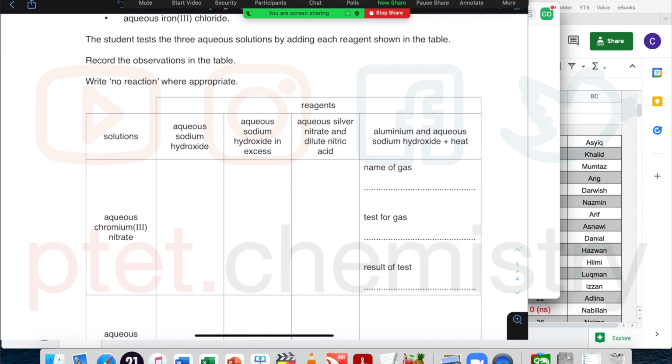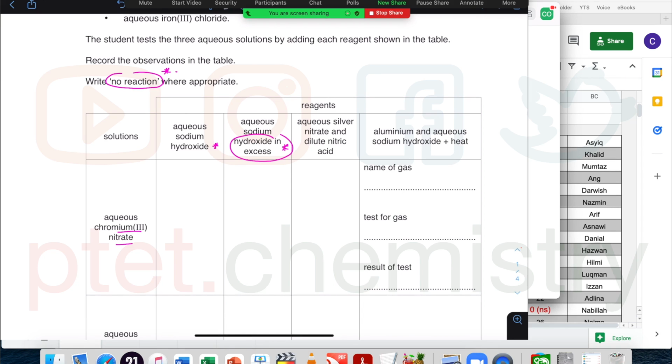Onto this one. You have this question where they say write no reaction where appropriate. So chromium 3 and sodium hydroxide, make sure you complete it in excess. What color is the solution that you get? The green precipitate dissolves in excess, and you get a green solution there.